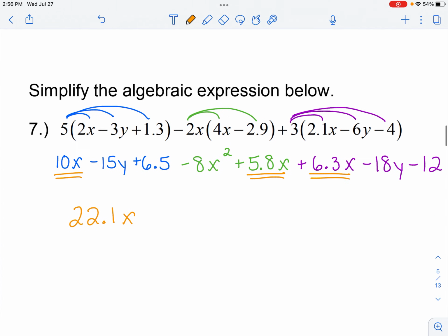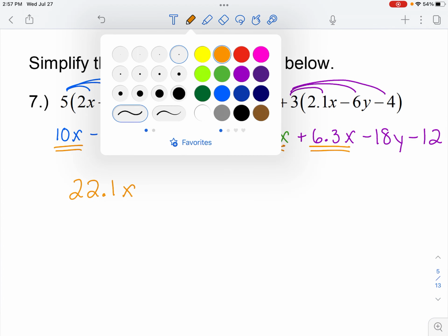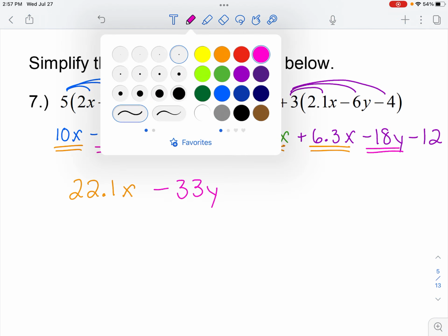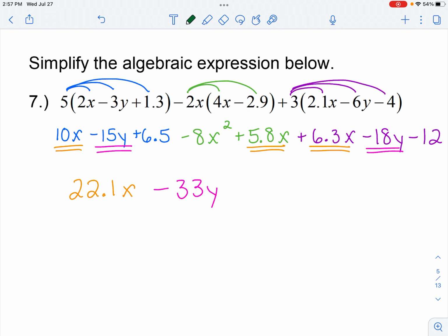Okay. Now I want to take a look to see if there are any other like terms. Well, now I've got a minus 15y, and I have a minus 18y over here. So negative 15y minus 18y is negative 33y. All right. Are there any other like terms? So now if I take a look, I've got a constant term of 6.5, and I've got a constant term of negative 12. 6.5 minus 12 is negative 5.5.